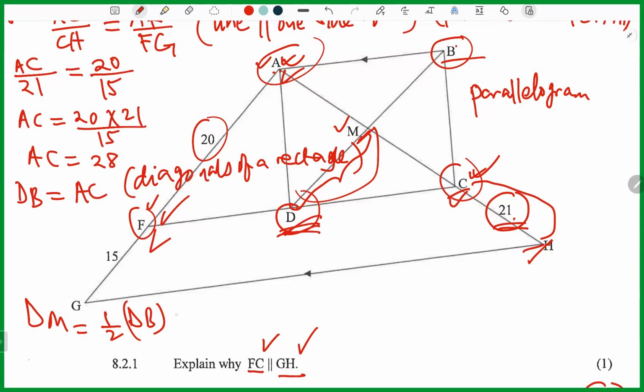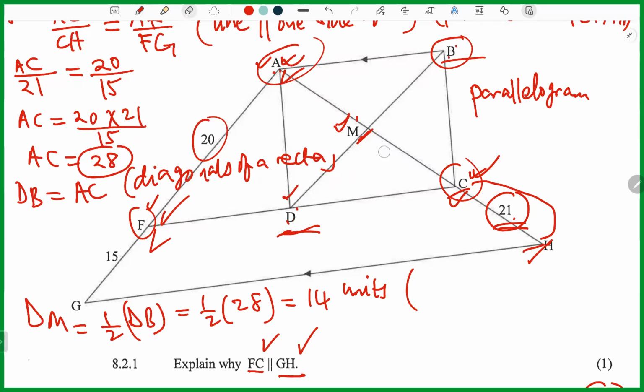Okay. And now, which is half? What is DB? DB is 28 as well. So it's 28, which is equal to AC. So this is 14 units. So DM is 14 units. Why is DM equal to 14 units? Why is DM equal to half of DB? DM is half of DB.